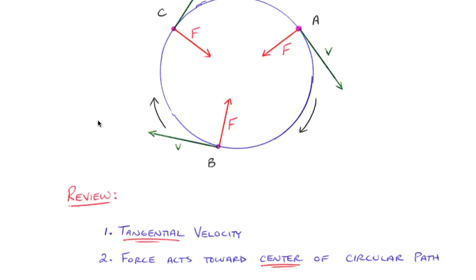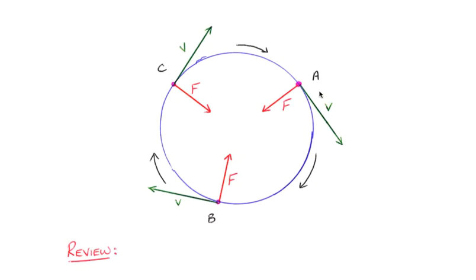The other thing we looked at was that there's a force that acts towards the center of that circular path. Now, despite the fact that this object, whatever it may be, at point A would like to go in this direction, point B would like to go in this direction, or point C would like to go in this direction, that object doesn't actually travel in that direction. It continues to travel in a circle.